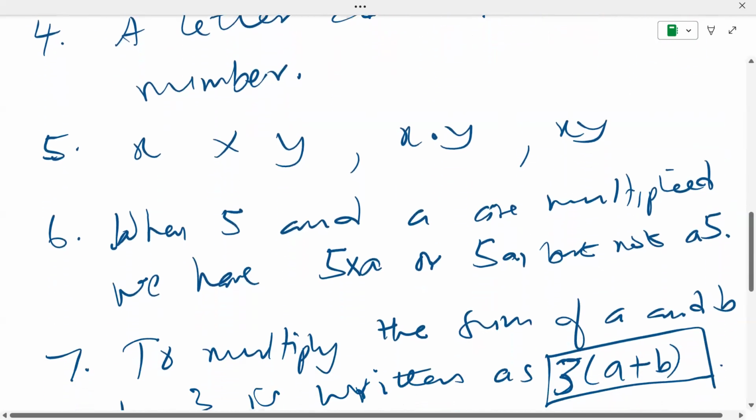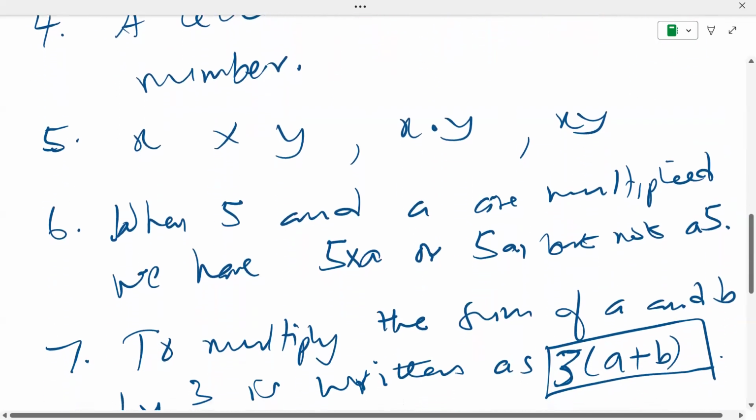6. Let's now move into the sentences aspect. When 5 and a are multiplied, we have 5 times a because we are multiplying a number and a letter. Or we can write 5a. We can omit the sign with the understanding that 5 is multiplying a. So you can write 5a, but not a5. Always the number will come first and the letter will come second. So 5a, but not a5. Let's take note of that.